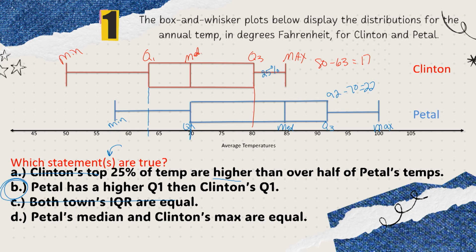Now let's look at D. We're looking at the median for Petal, which is 85, and Clinton's maximum, which is right here, which is 85, and they are equal. So this is exactly true. They are equal. So we want to make sure that we are able to read both of these box plots to answer these questions.